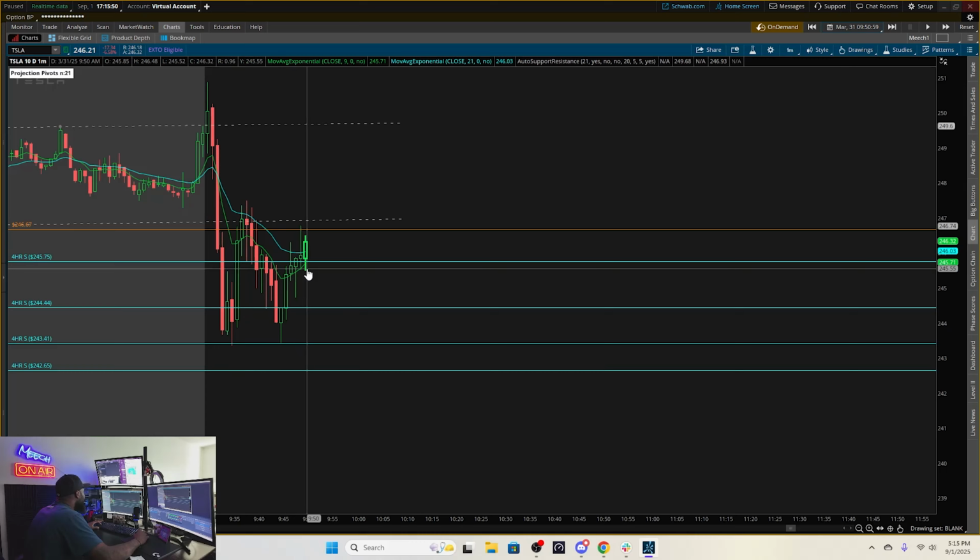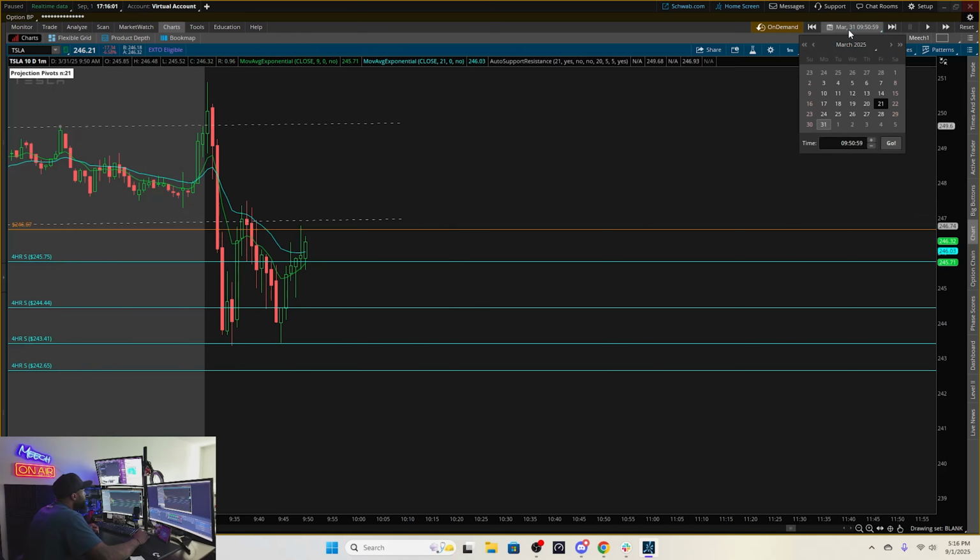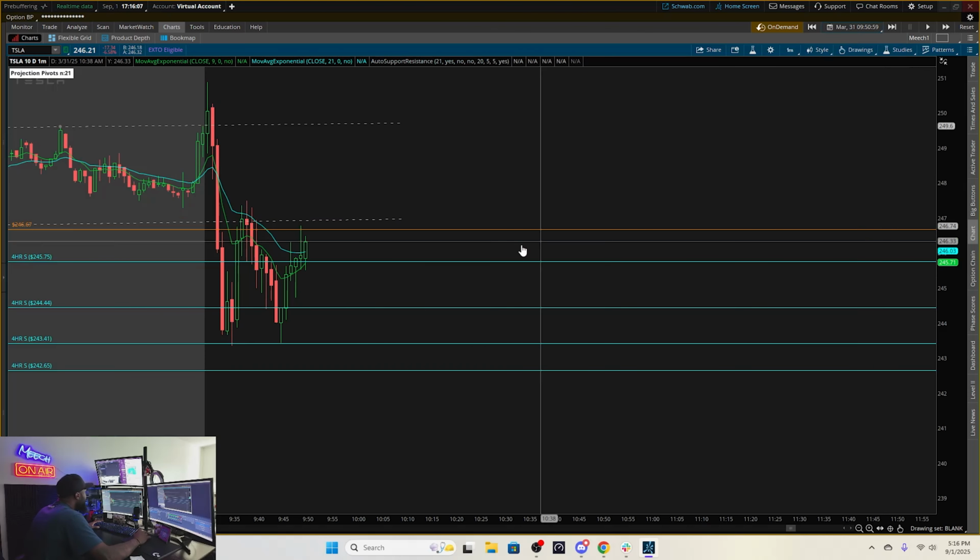Okay, double bottom bounce, no follow through. So definitely respected this level. Let me see, the low is 243.45, 243.41. So that was a good play. No full follow through to the downside, but that was a decent enough play.